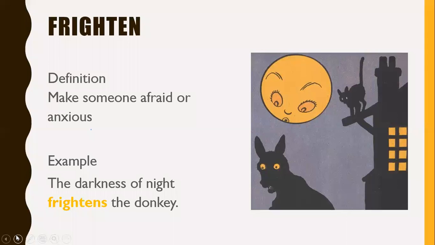Teacher, how do you pronounce this word? Good. Frightened. Frighten. Okay. Frighten definition. Make someone afraid or anxious. Example, the darkness of night frightens the donkey. Perfect. Thank you.